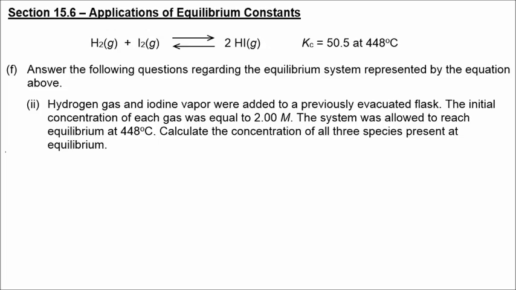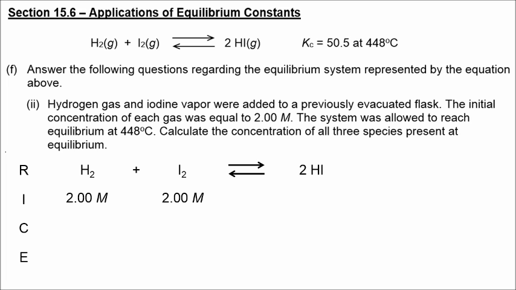In this situation, we have hydrogen and iodine. So there's no product, there's no hydrogen iodide yet. Each of the concentrations is 2 moles per liter. So we have hydrogen, iodine, and we have 0 for the concentration of HI. The hydrogen will go down by x, the iodine will go down by x, and the hydrogen iodide will go up by 2x because of the stoichiometry in the balanced equation. So 2 minus x, 2 minus x, and 2x are the concentrations of each substance at equilibrium.